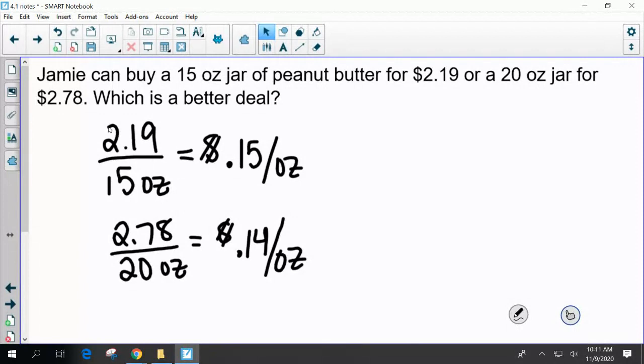So if I'm shopping, this might come down to brand. Like, I really like Jif peanut butter better than Walmart brand. So maybe I would buy the name brand because it's really not that much difference in price, right?